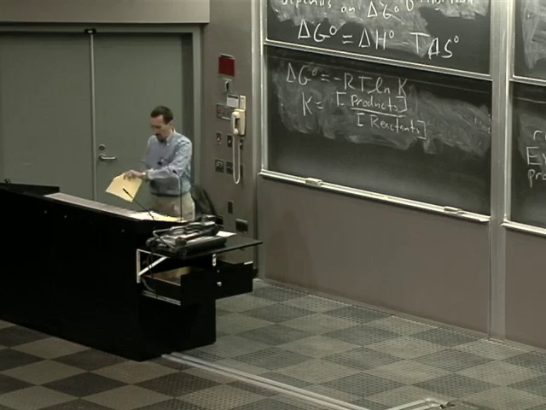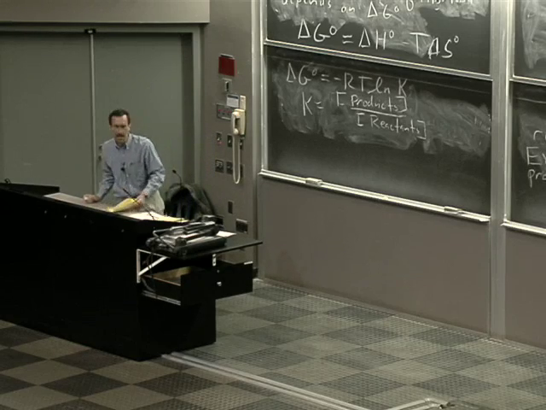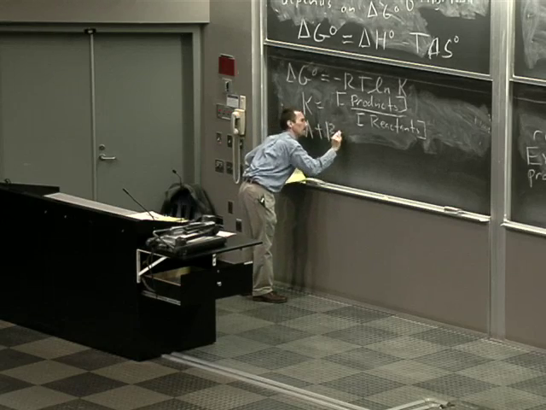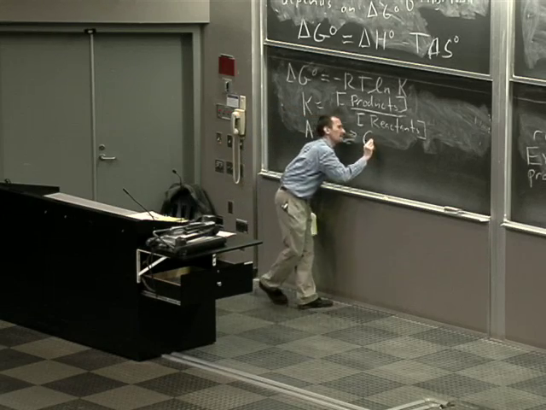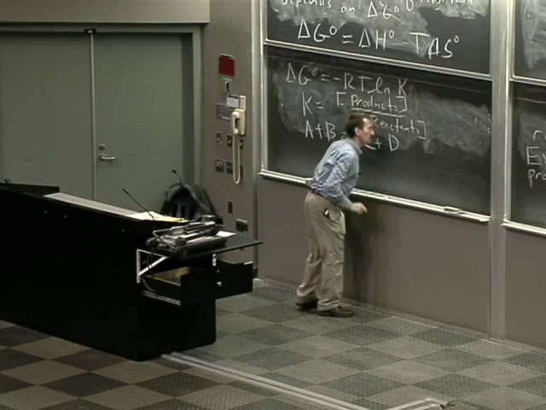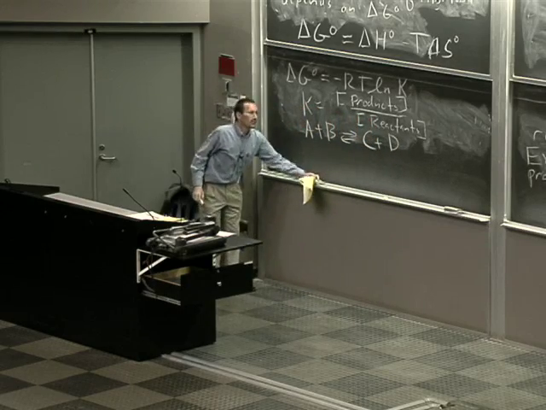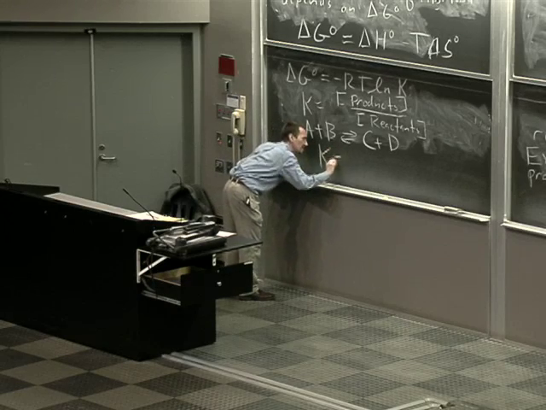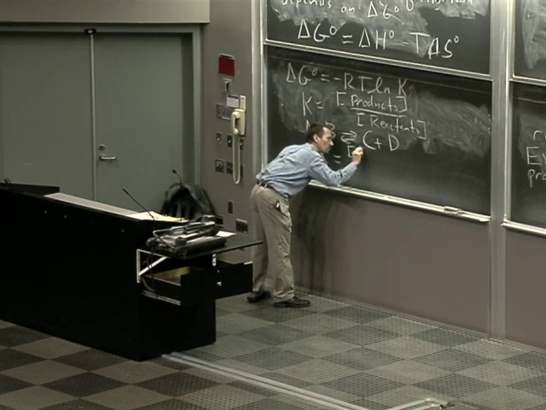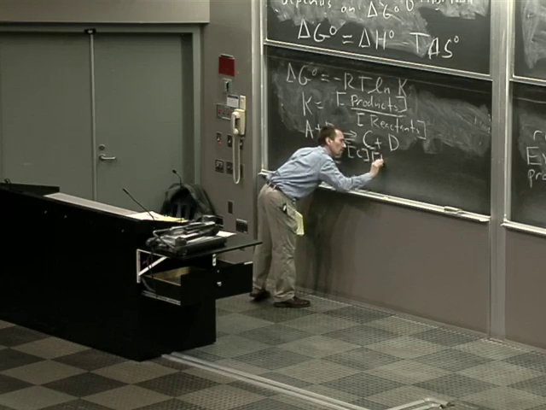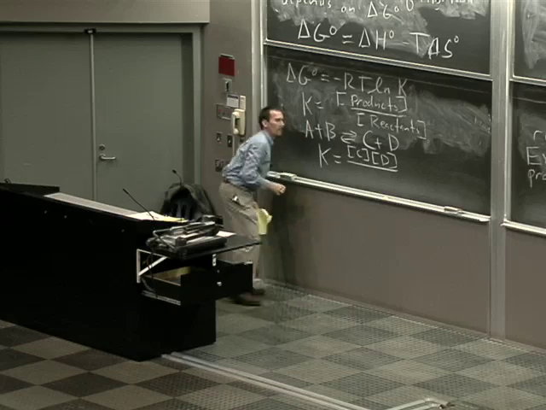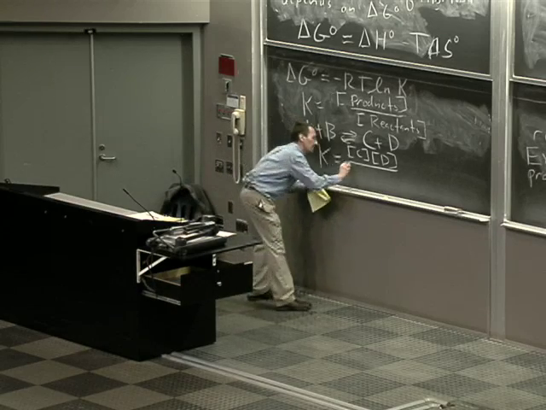In other words, if I have a reaction of A plus B in equilibrium with C plus D, K is equal to the concentration of C and D, the product of those two concentrations, over the concentration of reactants A and B.